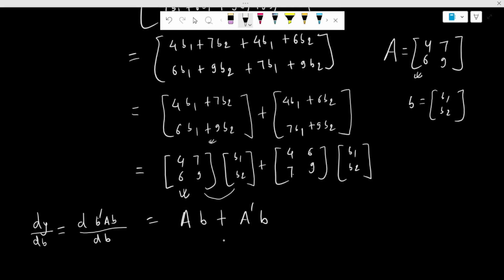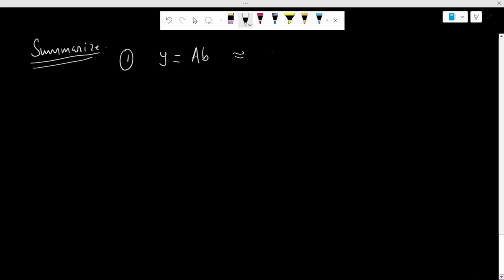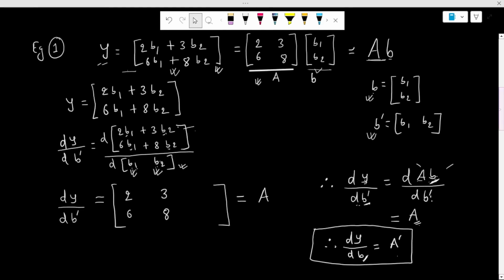And if A is symmetric, then A transpose and A would be equal. So in case of symmetric A, this would be equal to, let me show the result. So y was equal to A beta, and we took the derivative of y with respect to beta transpose, and the final result was A.